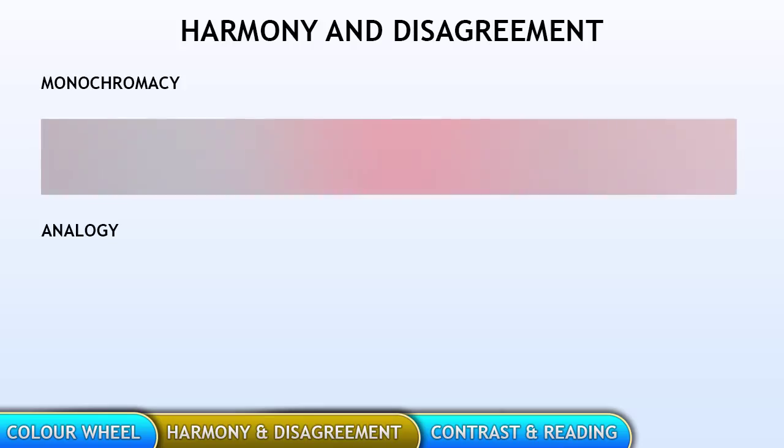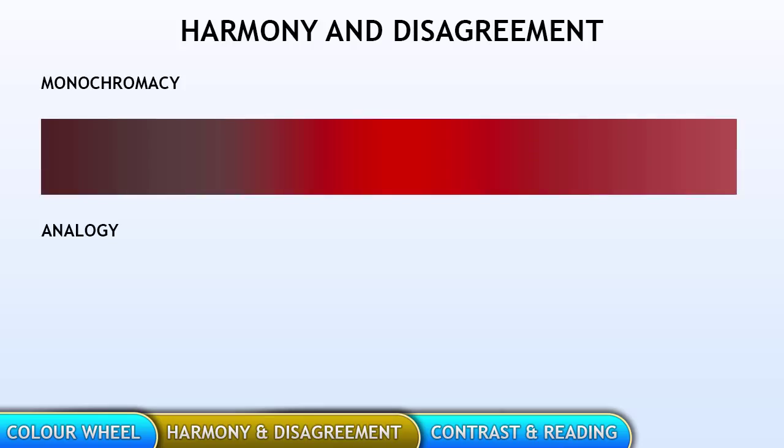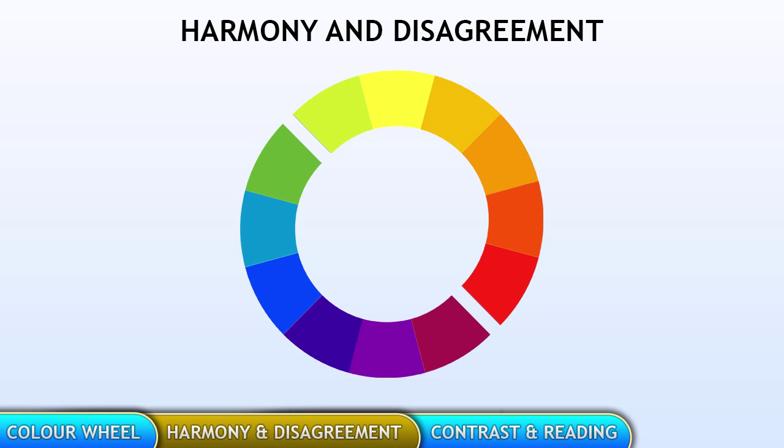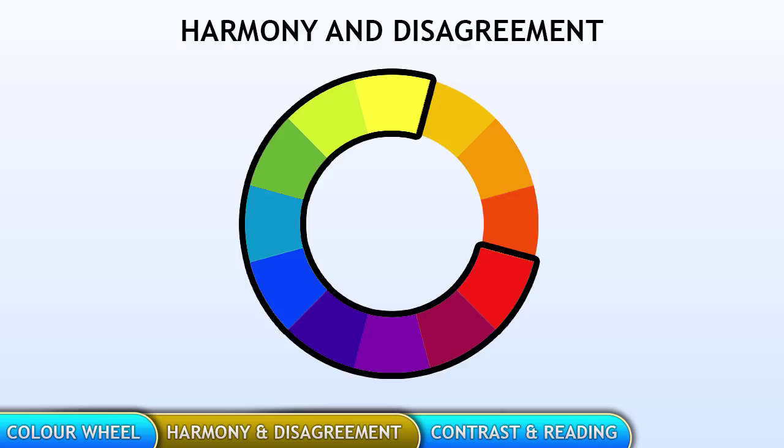Now that you understand the colors, I'm going to go through ways colors harmonize and disagree with each other. The two categories of color harmony are monochromacy and analogy. Monochromatic colors are colors that consist of the same hue, but vary in saturation and brightness. And analogous colors are colors of any saturation and brightness, but are within three spaces on the color wheel. So that can be the boundaries of the color temperature, so warm and cool, or it can be halfway between both.